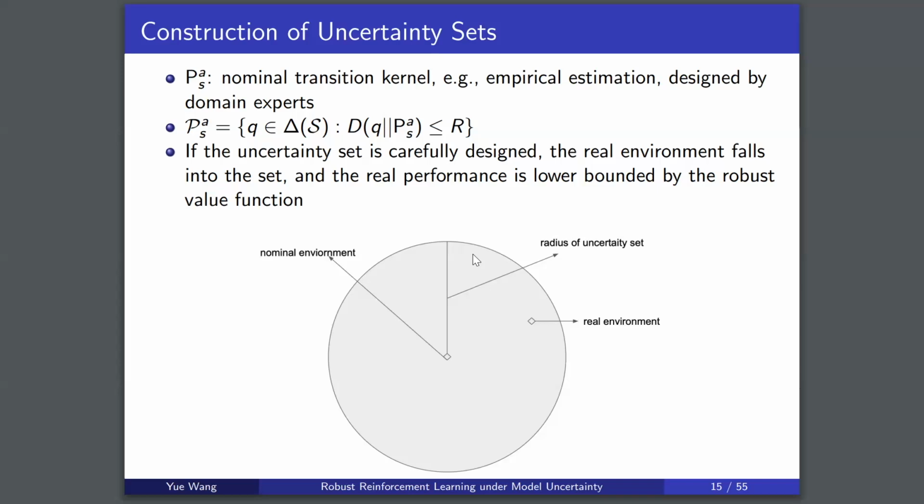It's the distance between the original distribution where you are training in the simulation and the other distributions. The center is some nominal transition kernel. It may come from the empirical distribution where you train, and then the other distributions are very close to this center. From the law of large numbers, if the number of samples is enough, the real environment should also be close to the nominal transition kernel. This is basically the idea of the uncertainty set.